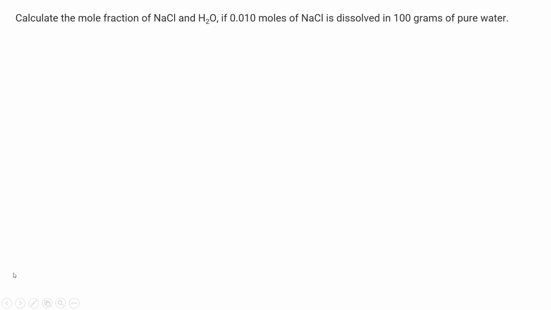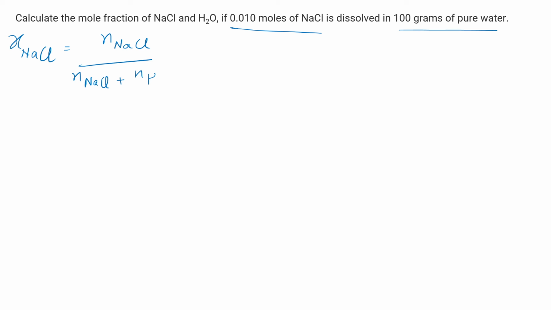Let us solve this question. Calculate the mole fraction of NaCl and H2O if 0.010 moles of NaCl are dissolved in 100 grams of pure water. So, mole fraction for NaCl. First you need to calculate the number of moles for NaCl: number of moles of NaCl divided by number of moles of NaCl plus number of moles of H2O.